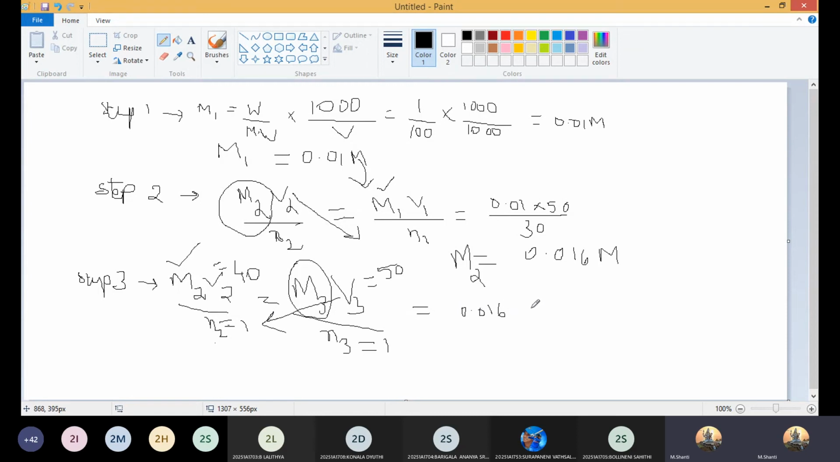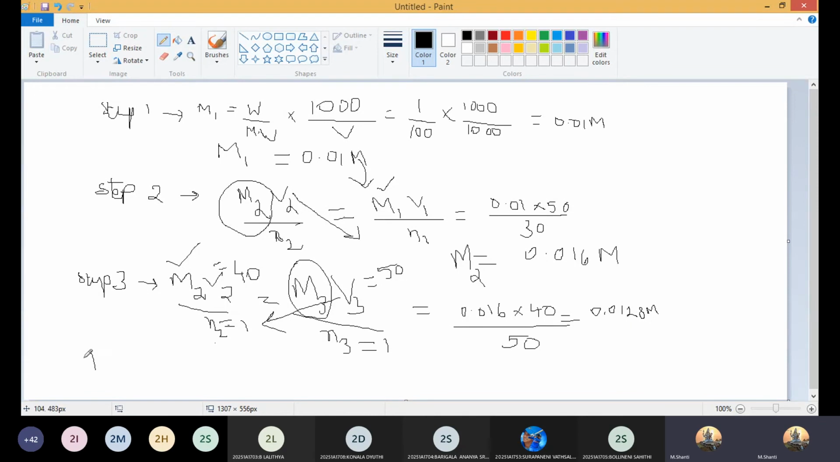So the calculation is 0.016 into V2, which is 40, divided by 50. How much is this value on simplification? How much are you getting? 0.0128, ma'am. 0.0128. Everybody else is getting the same value. One more girl can confirm this value. Yes, okay.